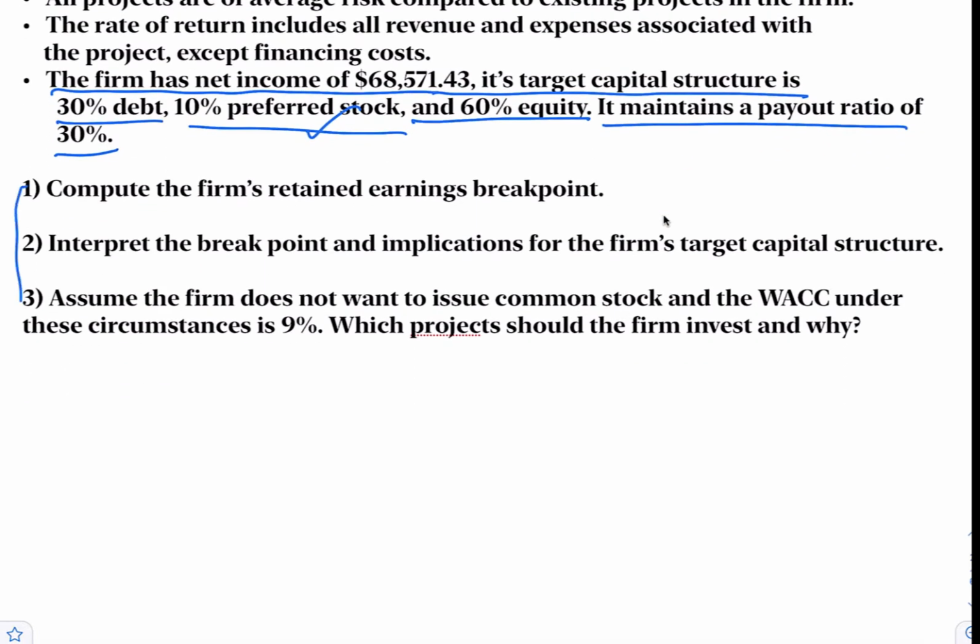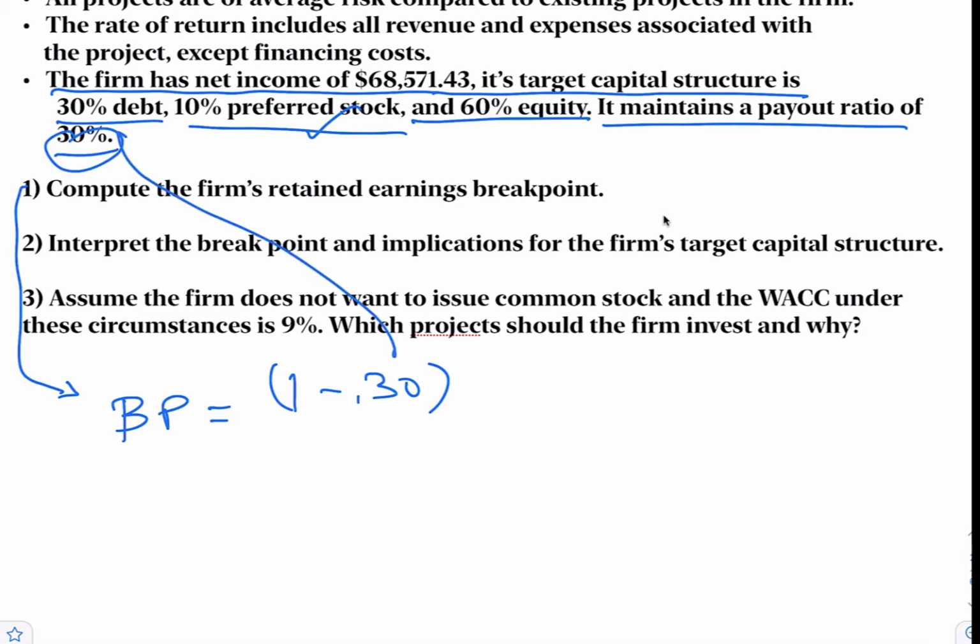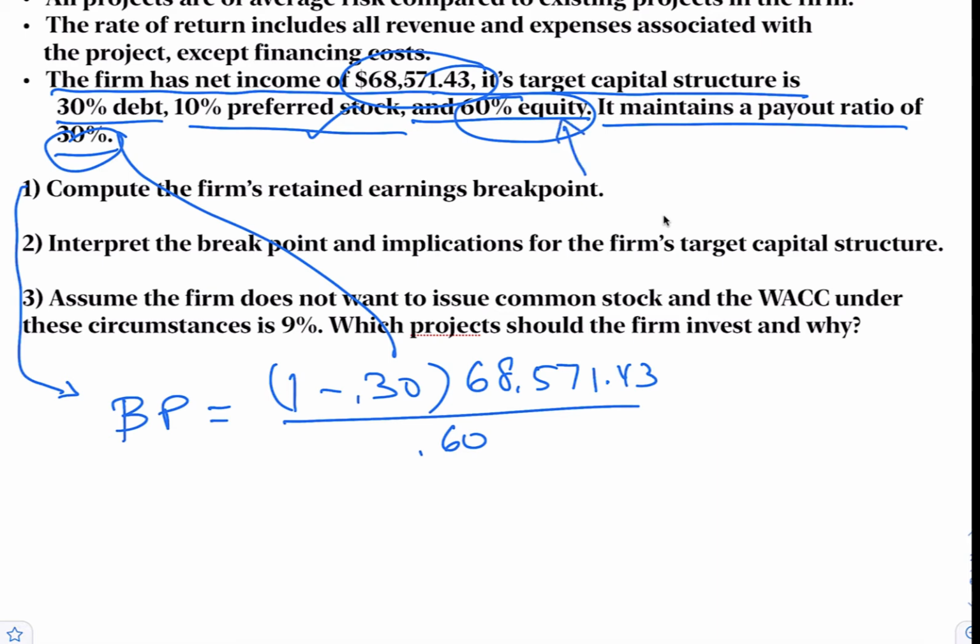Okay, let's do that. The breakpoint. It's going to be 1 minus the payout ratio, and the payout ratio is 30%. Right here, this 30%. And net income here is 68,571.43 divided by the target percentage for equity, which is 60%. That's the equity fraction right here. This comes out to be $80,000. Now, how do you interpret that?